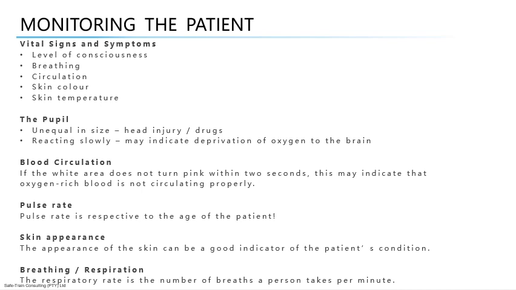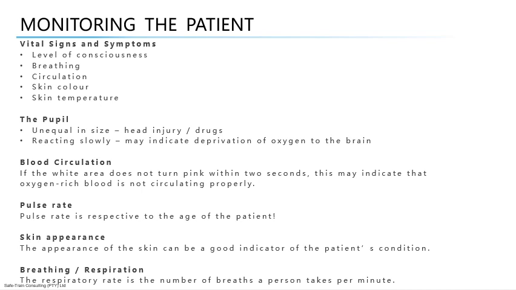If the pulse is present but the patient is still not breathing, continue artificial respiration at the rate of 1 ventilation every 6 seconds. This is also known as rescue breathing. If there is no pulse, begin CPR immediately. It is important to remember that the pulse rate is respective of the age of the patient. Adults have a pulse rate of 60 to 100 beats per minute.